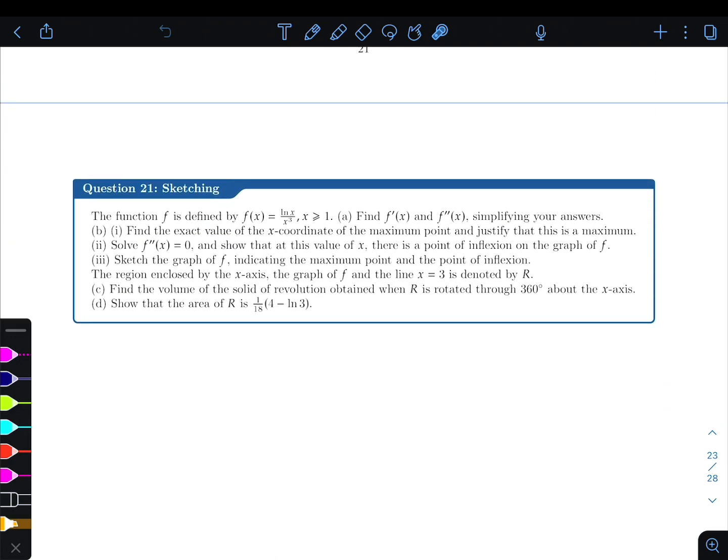Yeah, that's fine, right? And also, if you want to integrate, sure, let's say from 1 to 3. And if you want to get the volume of ln x over x cubed, squared dx, sure, you can do that. And for sketching, sure, you can just put a graph on it. But if you want to find the inflection, what do you do?